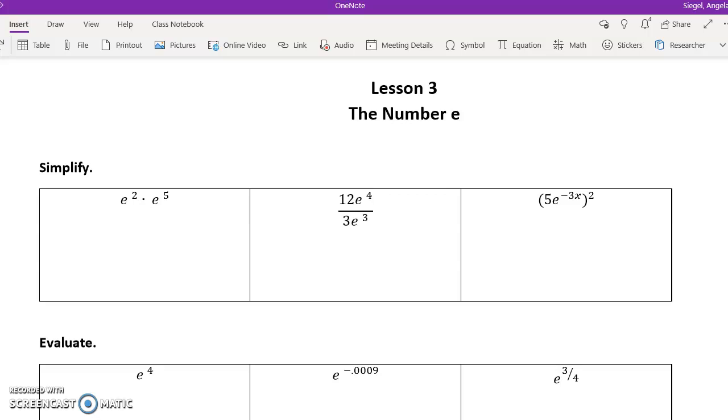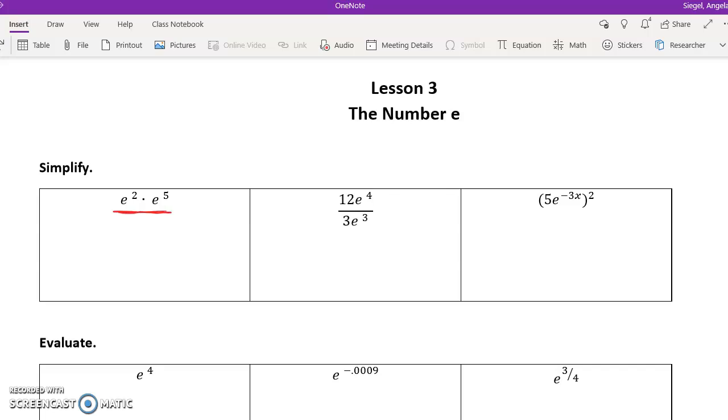We're going to talk about the number e. Hopefully you saw the video that I put on Schoology, and we're just going to do some different things with it. The first thing that I want to talk about is simplifying.